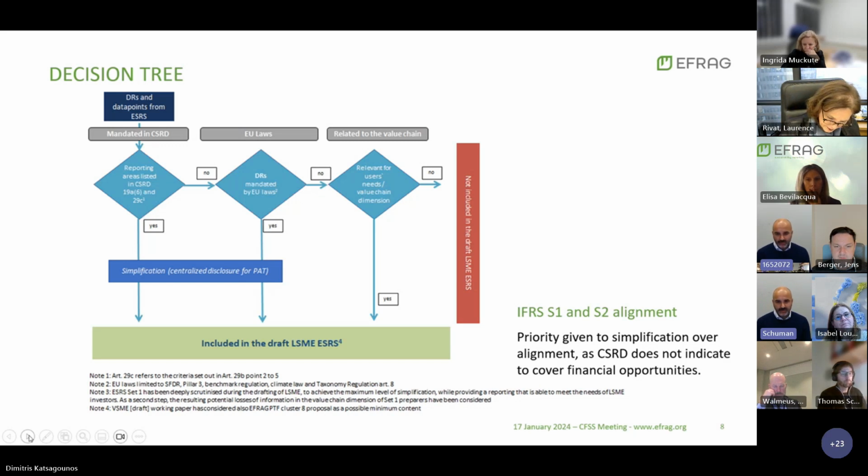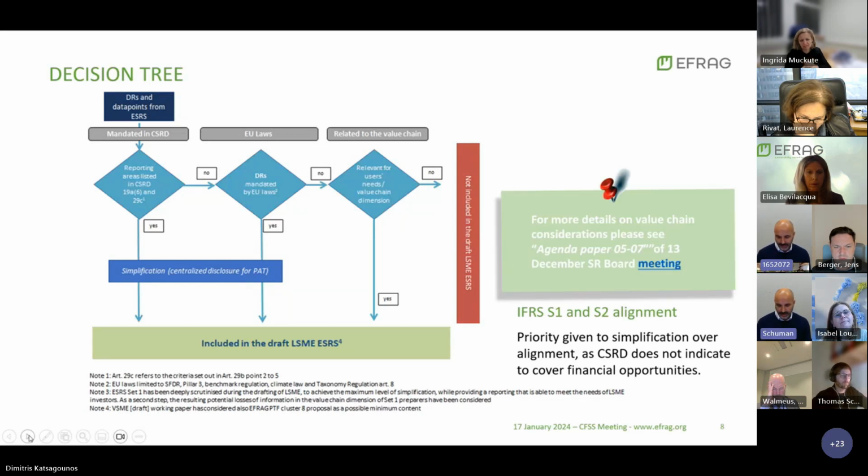In relation to the alignment with the IFRS, there was an explicit choice in the CSRD to not cover financial opportunities. Considering this important deviation and trying to pursue alignment on other points would be disproportionate and would impair the possibility to further simplify the standard without any concrete benefits. So based on that, the legislator has made a conscious decision to prioritize simplification over alignment with the ISSB IFRS.